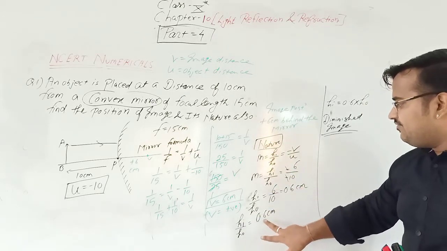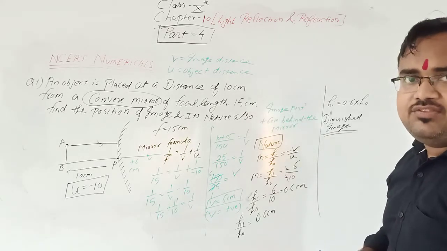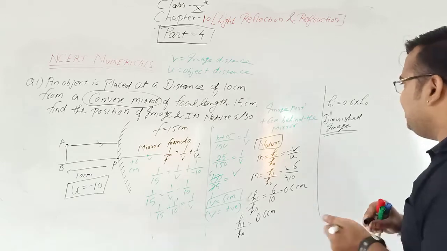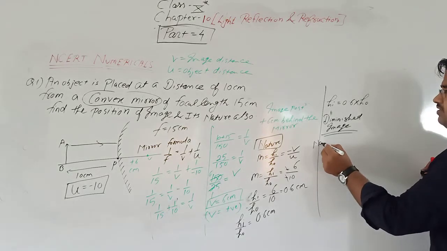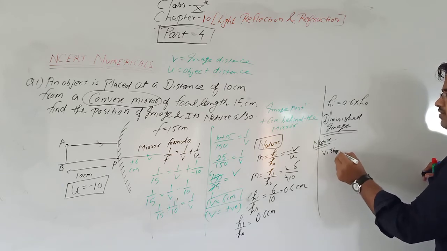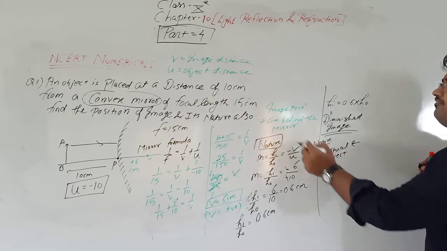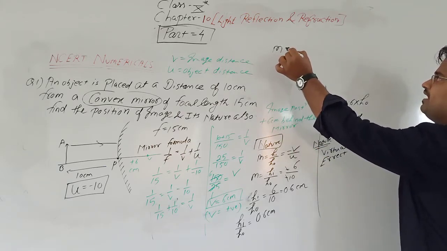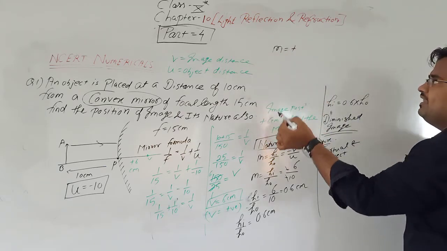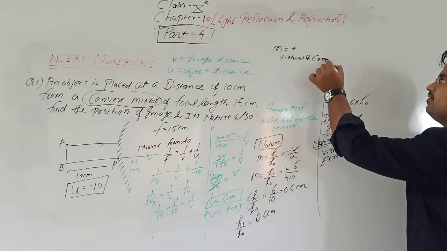Magnification, the value of magnification is positive 0.6. That means virtual image is formed. Virtual and erect image is formed. What is the nature? Virtual and erect. Whenever magnification is positive, that means virtual and erect.